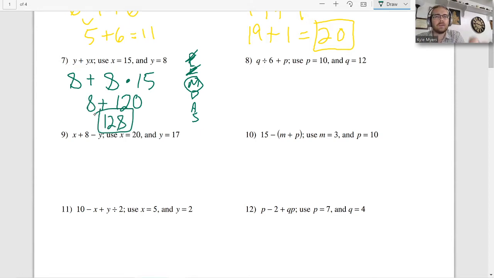All right, so Q divided by 6. Q is 12 divided by 6. I like to use the fraction bar, plus P, which is 10. All right, so PEMDAS, parentheses, nope. Exponents, nope. Multiply, nope. Divide, yes. 12 over 6 is 2 plus 10. And then the only thing that's left to do is to add, so I don't really need to use PEMDAS anymore.